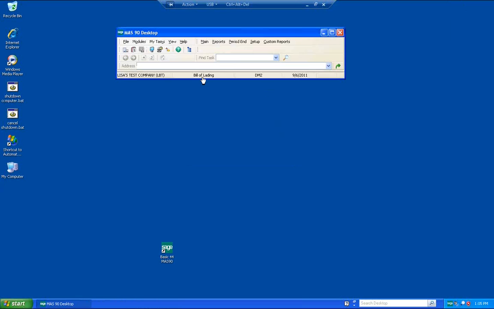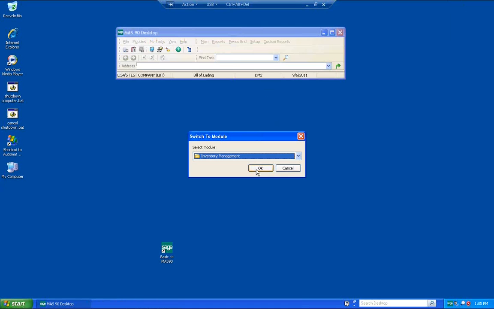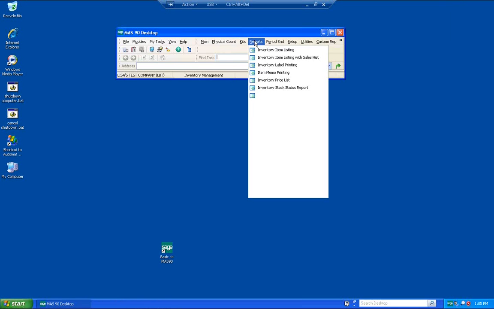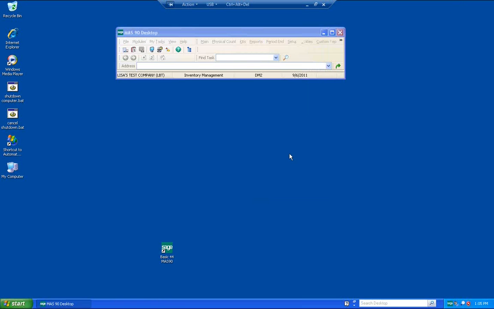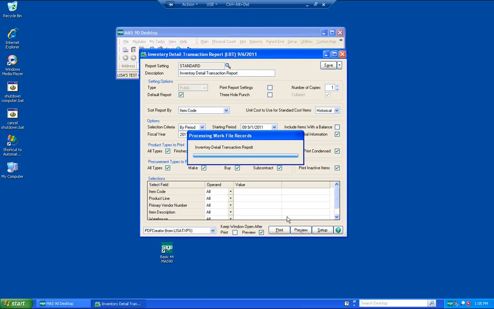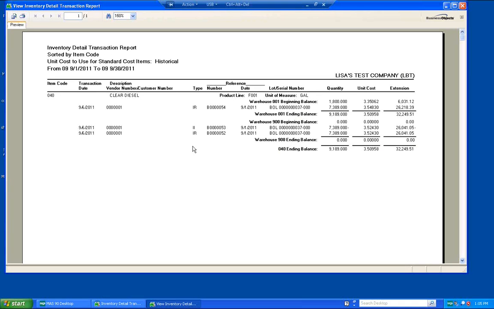Okay, now that this is updated, let's take a quick look at what this looks like in inventory. I'm going to print the inventory detailed transaction report. You can see here is my truck warehouse 900. Here is the transaction 52, receiving the product into the truck. We offloaded the product from the truck, and we dropped it into the cardlock warehouse. The truck warehouse starts out with 0 on hand. It ends up with 0 on hand.